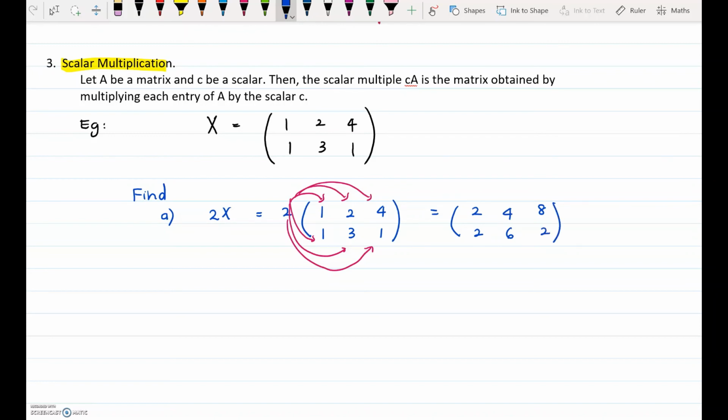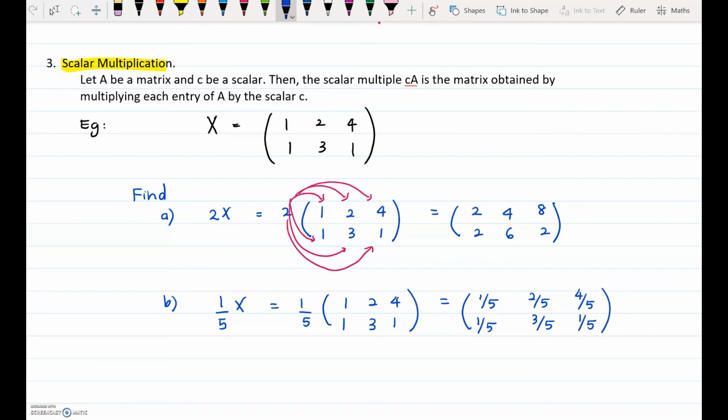Let's say we want to multiply with the scalar 1 over 5, for example, 1 over 5 X. So it will be 1 over 5 times 1, 2, 4, 1, 3, 1. What will be the answer? It will be 1 over 5, 2 over 5, 4 over 5, 1 over 5, 3 over 5, and 1 over 5. So this is your final answer.